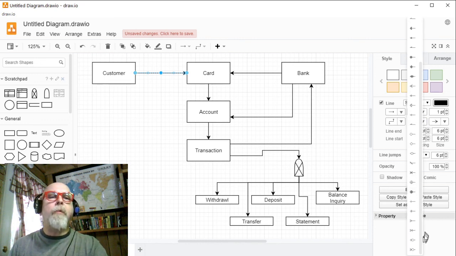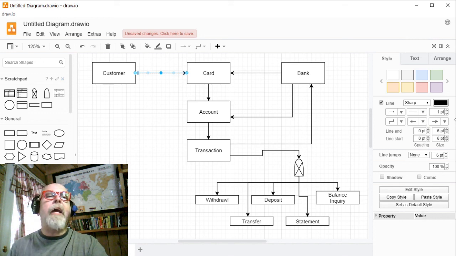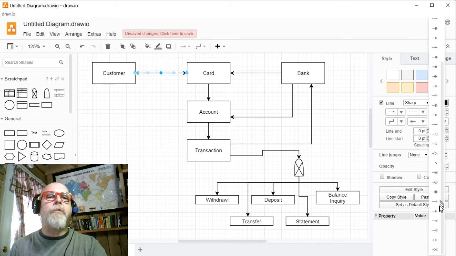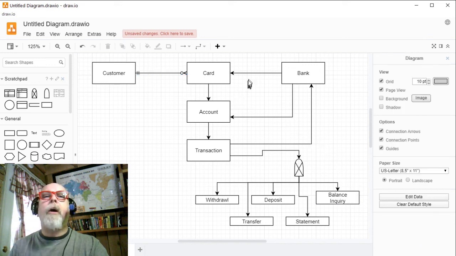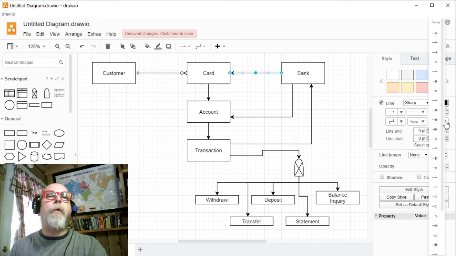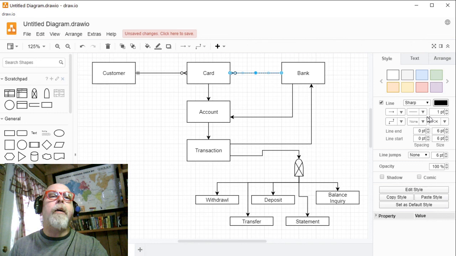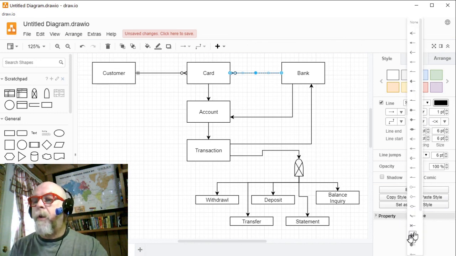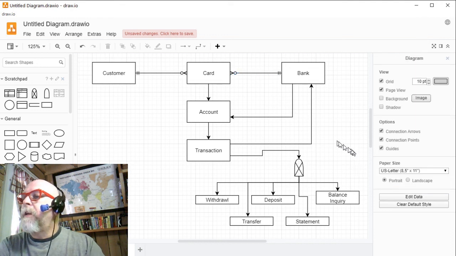So a customer to card, the customer has a card, the card belongs to one and only one customer, and a customer can have 0 or more cards. A bank can issue 0 or more cards, and a card is issued by one and only one bank. One and only one bank.